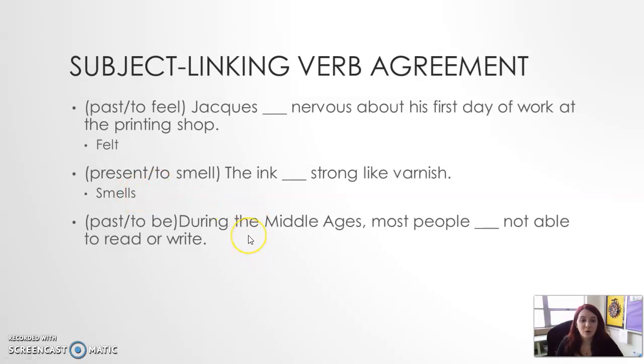During the Middle Ages, most people blank, not able to read or write. So we wouldn't say during the Middle Ages, most people to be not able to read and write. We want to talk about this in the past. So during the Middle Ages, most people were. So that's showing the past, and it's also, again, not showing an action.